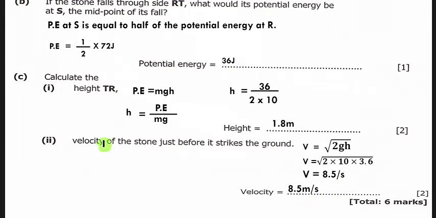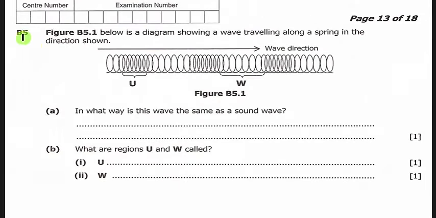Then let's move to this question. B5 says figure B5.1 below is a diagram showing a wave traveling along a spring in the direction shown. So this is the spring, and then a wave is moving like that. Then they're saying, in what way is this wave the same as a sound wave?